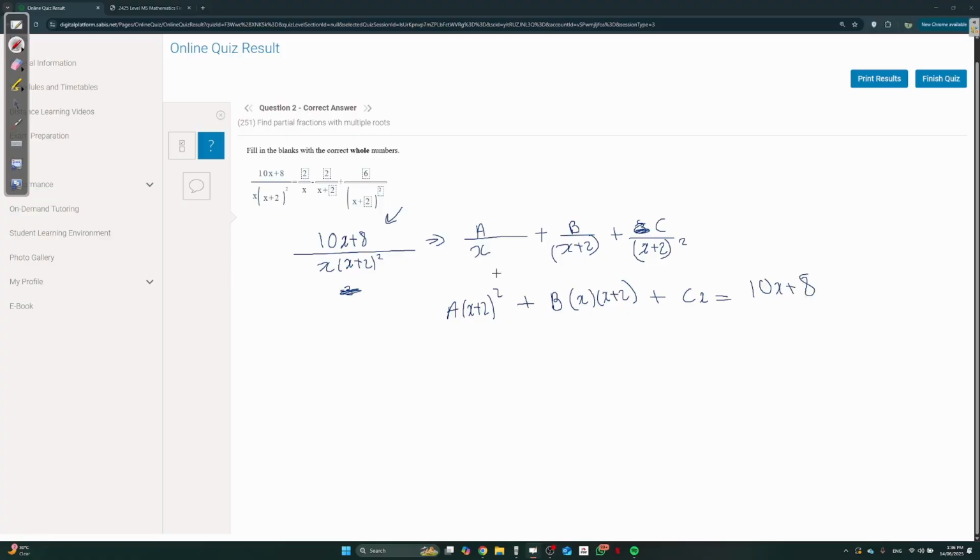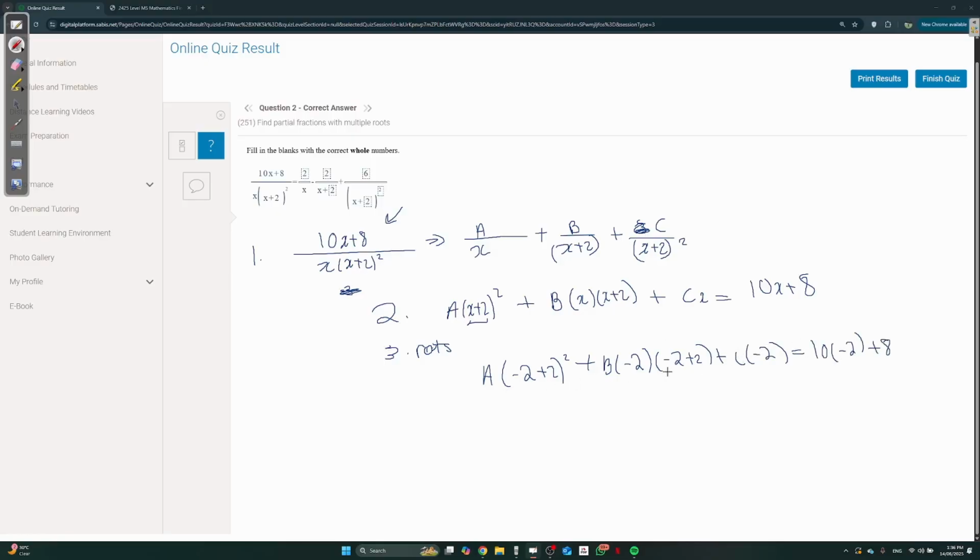So fast. Yalla. So we split. We form the equation. What's the third step? Your roots now. What's the root of this? Negative 2, right? So let's substitute negative 2. A into negative 2 plus 2 squared plus B into negative 2 times negative 2 plus 2 plus C times negative 2 equals 10 times negative 2 plus 8.